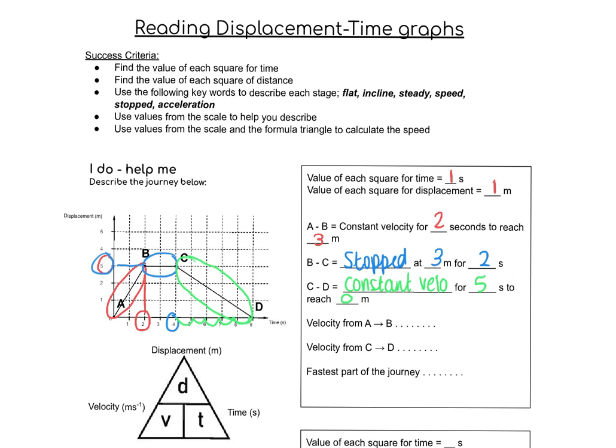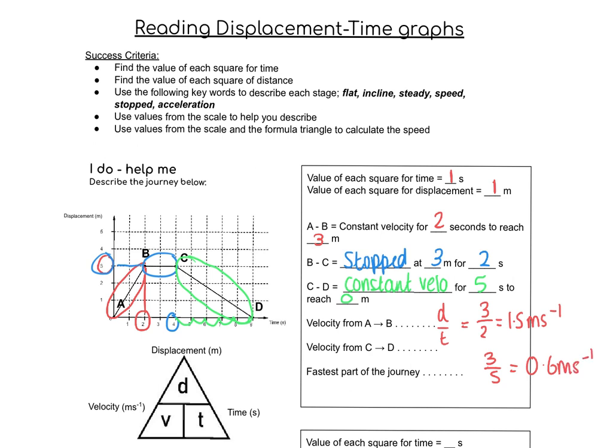Then we've got to calculate our velocities. So from A to B, we're going to use our formula triangle that I've got there. We're going to do our displacement divided by our time. So from A to B, it goes to 3 metres in 2 seconds. 3 divided by 2 is going to equal 1.5 metres per second minus 1. C to D, we're going to do the same thing. So it ends up travelling 3 metres in 5 seconds, which is going to give us 0.6 metres per second minus 1.